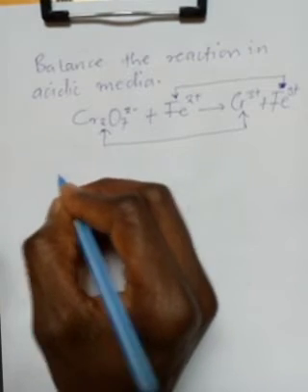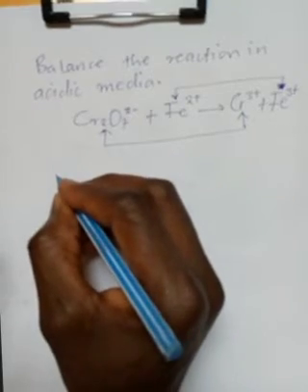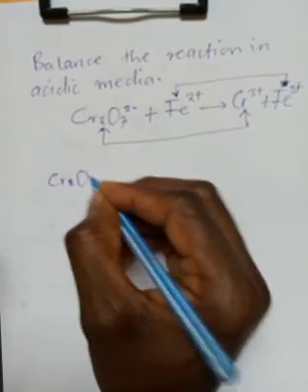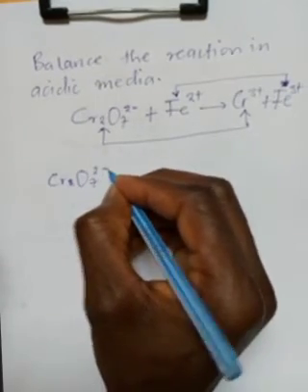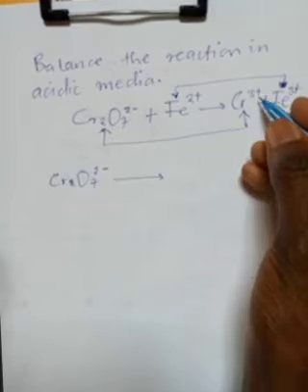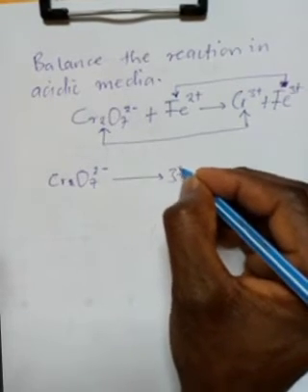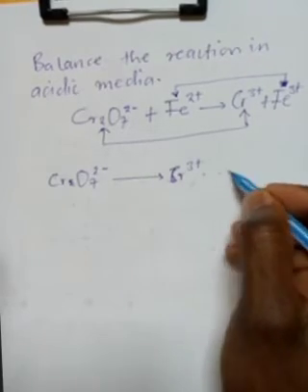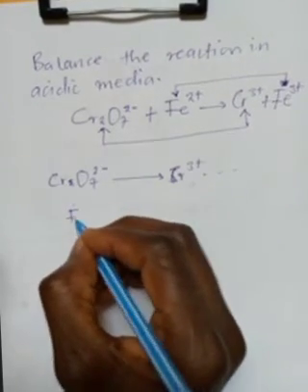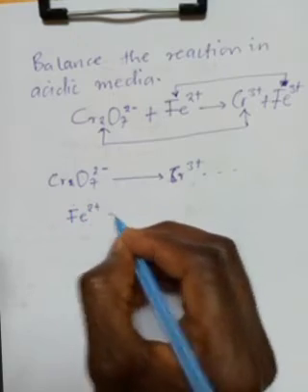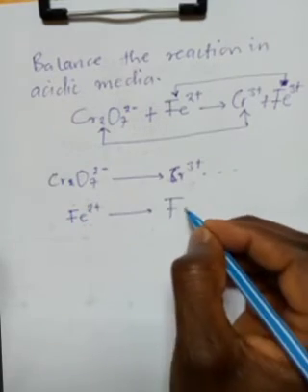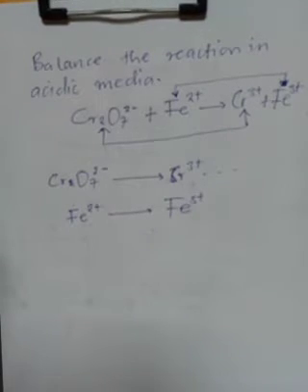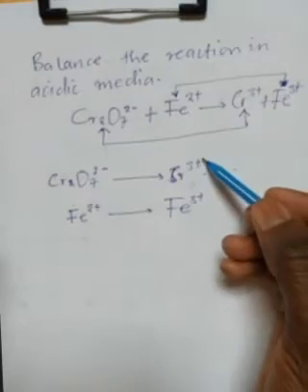So we are going to have something like this now. Cr2O7 2-, giving us Cr 3+. That is the first half reaction. We're also going to have Fe 2+, giving us Fe 3+.